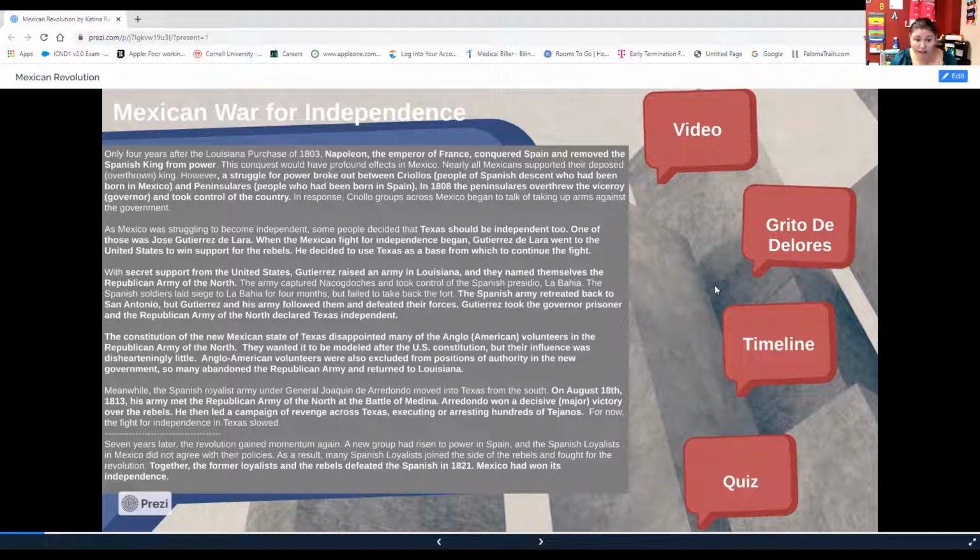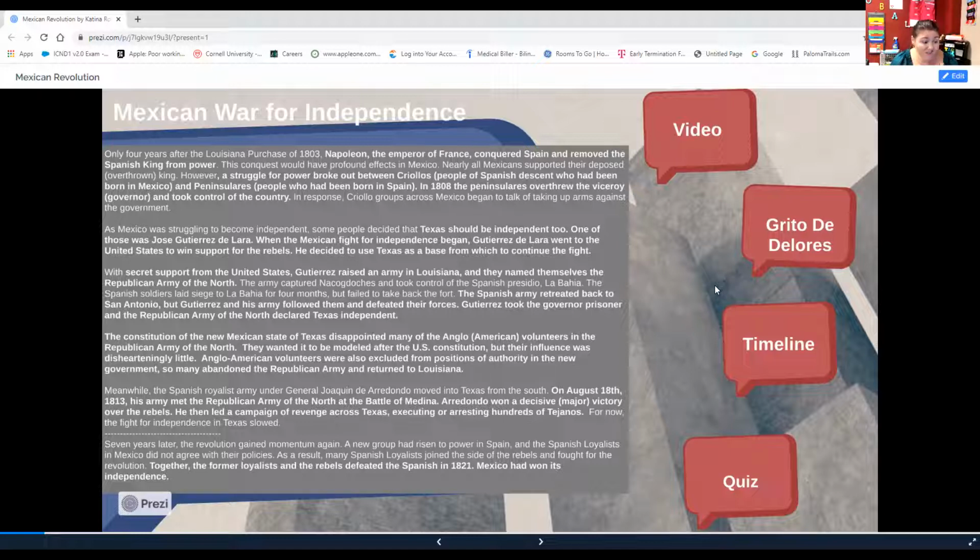Gutierrez de Lara had support from America, and because of that, he was able to have a good militia. A militia is going to be an army of just commoners coming together to fight. And they called themselves the Republican Army of the North. Again, take a look at that, Republican, the idea of a republic having representatives.